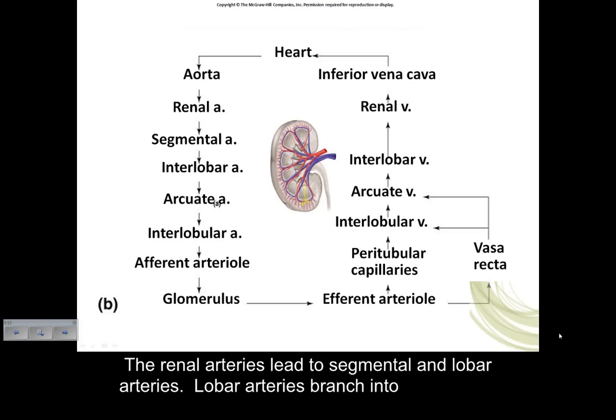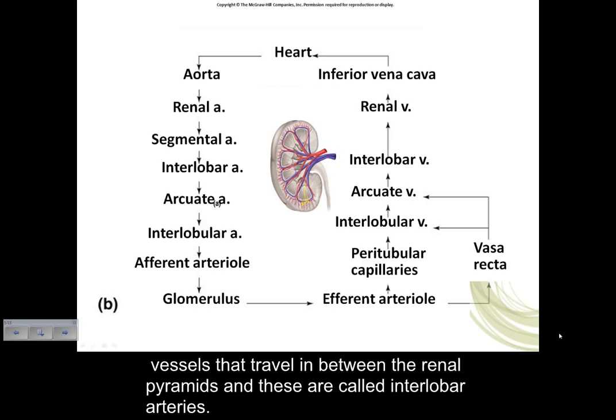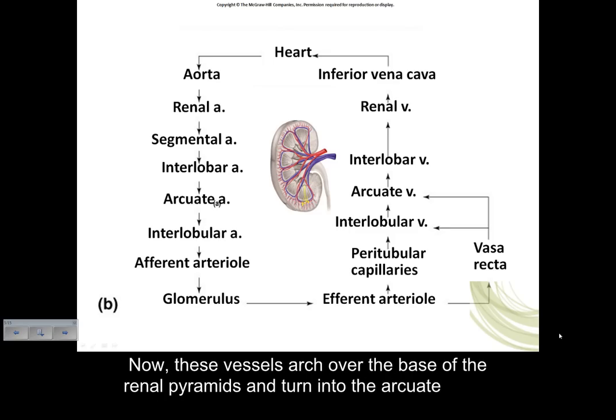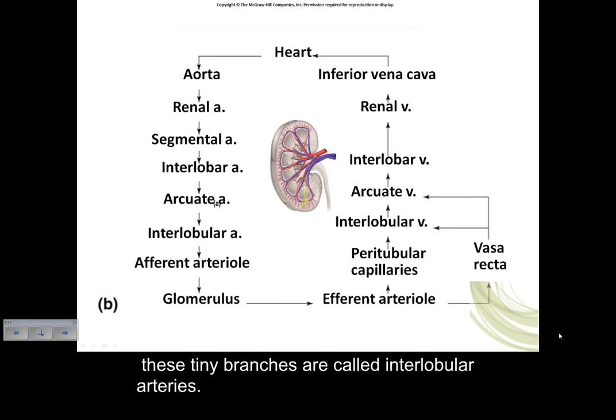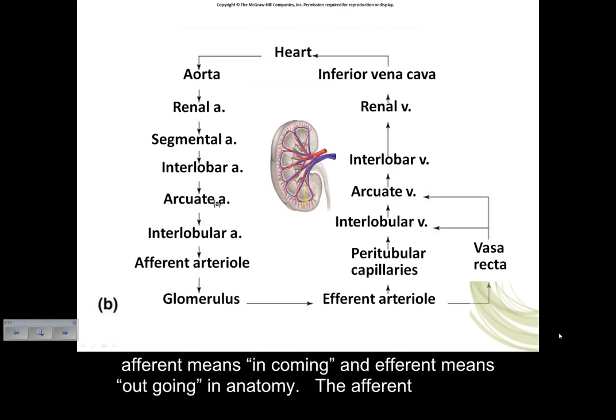The renal arteries lead to segmental and lobar arteries. Lobar arteries branch into vessels that travel in between the renal pyramids, and these are called interlobar arteries. Now these vessels arch over the base of the renal pyramids and turn into the arcuate arteries. The arcuate arteries branch off smaller vessels that extend into the cortex, and these tiny branches are called interlobular arteries, also known as cortical radiants.